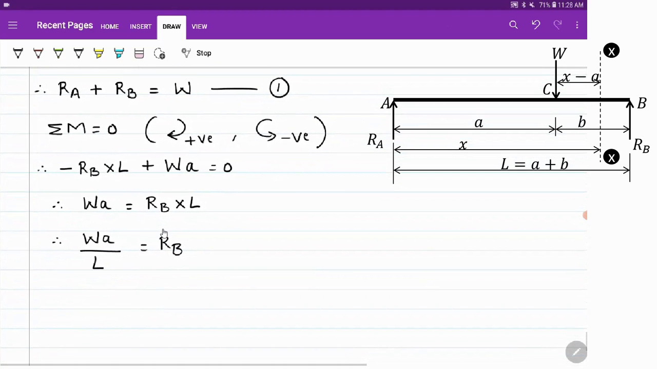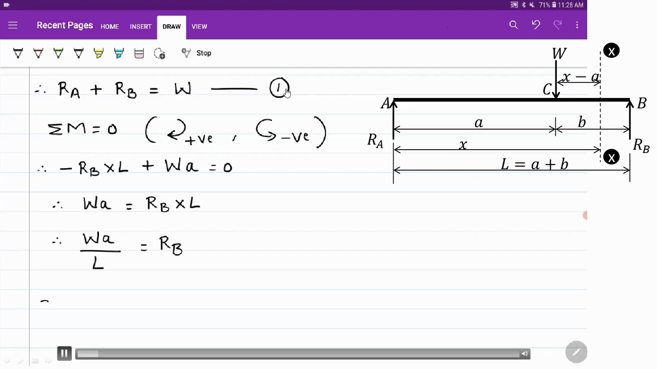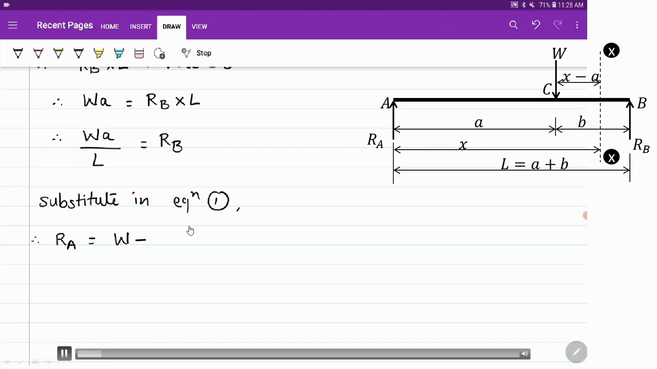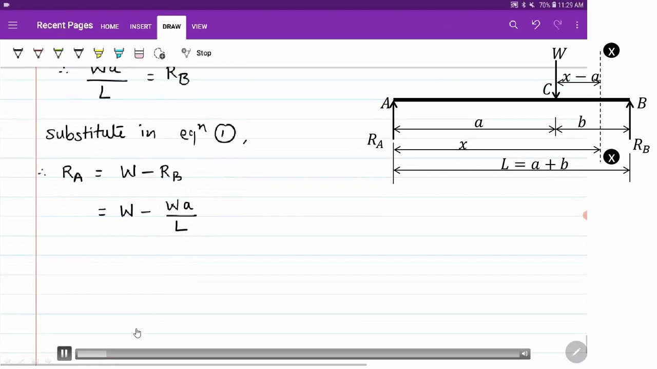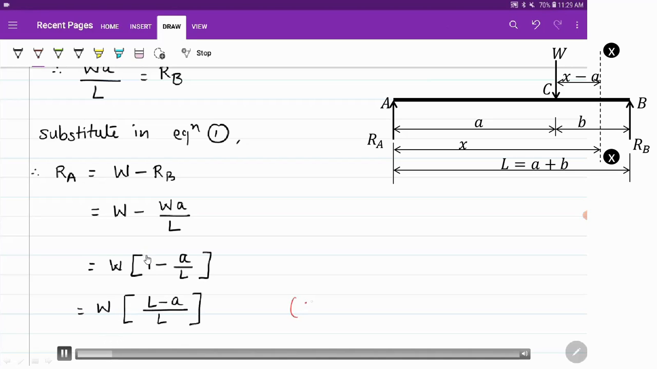Now substitute this value in equation 1. So equation 1 is RA plus RB is equal to W, and from this we can easily find out the value of RA. So RA will be equal to W minus RB. Substitute the value of RB, that is Wa by L. Now you can take W common from this, so it is 1 minus a by L. Cross multiply by this L over here, so L into 1, that is (L minus a) upon L.